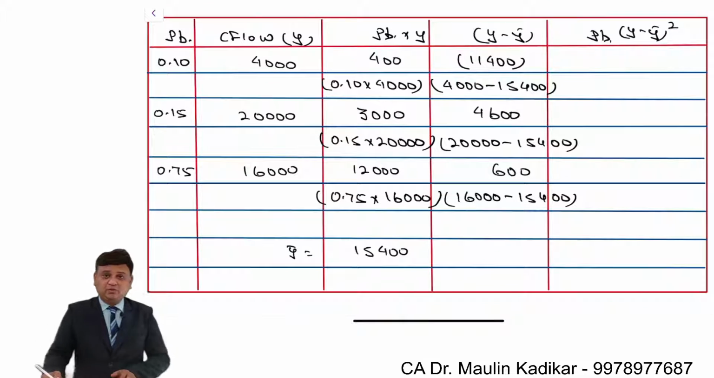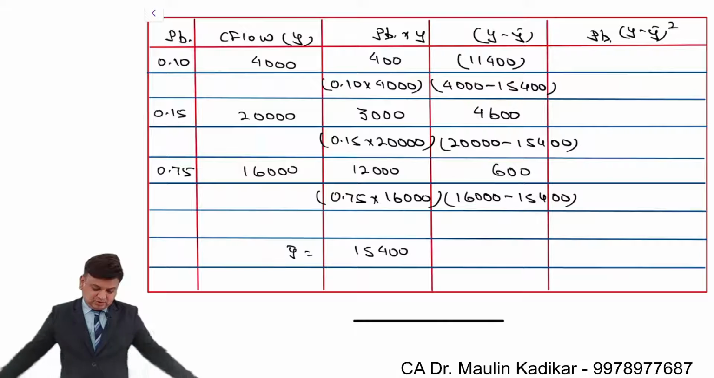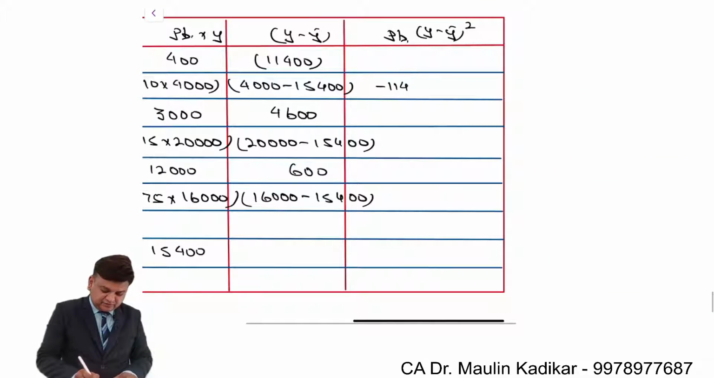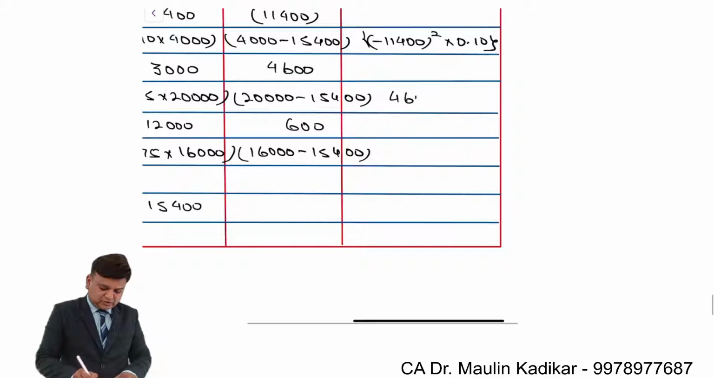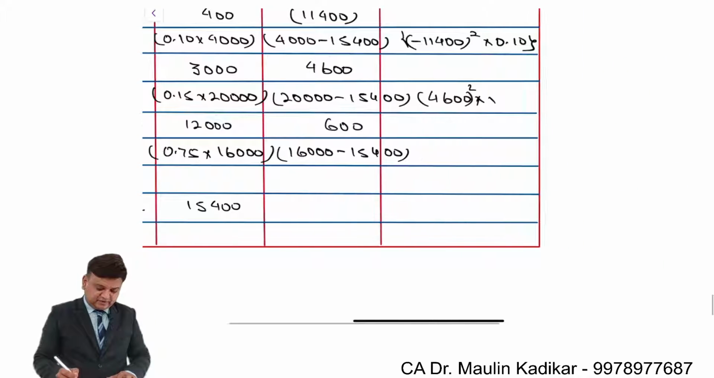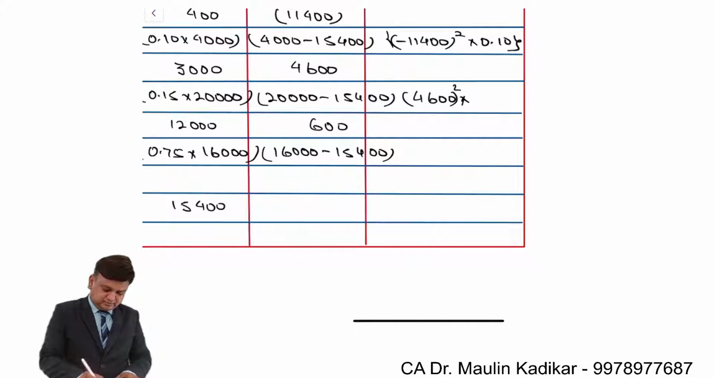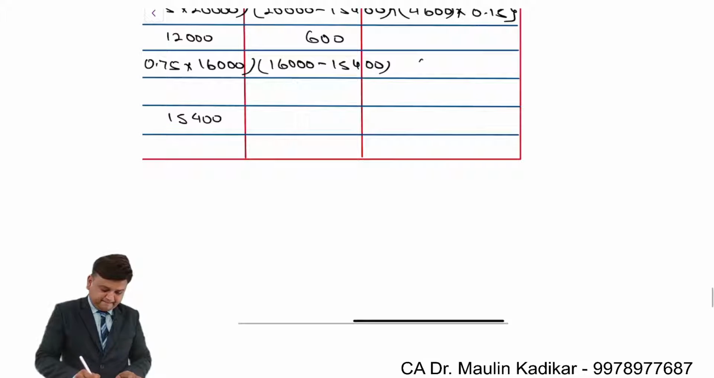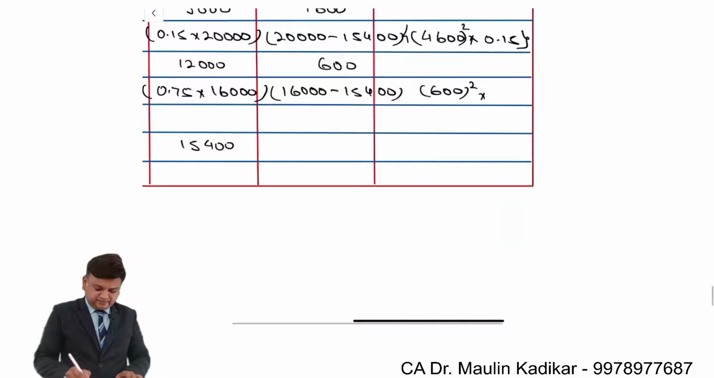Now y minus y bar whole square into probability. So now it will be negative 11,400 square into 0.10. Square of 4,600 into 0.15. Square of 600 into 0.75.